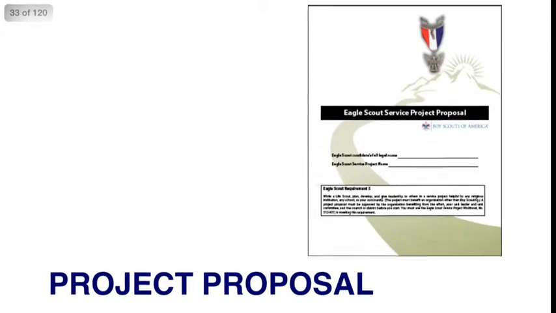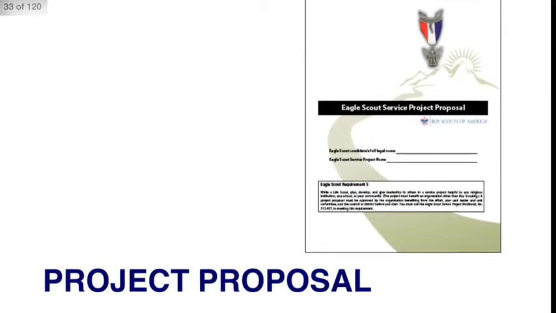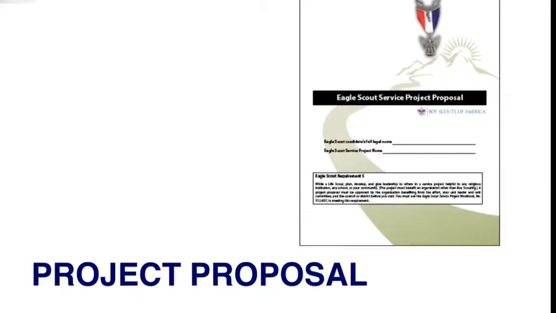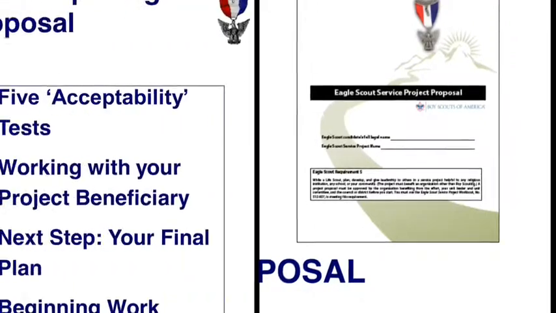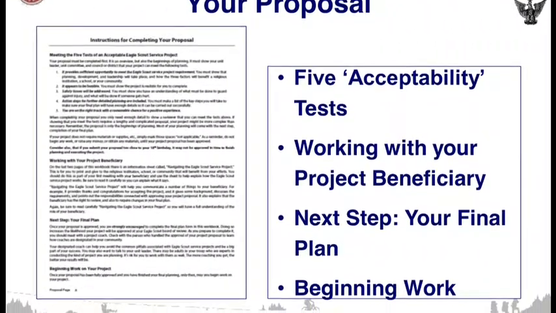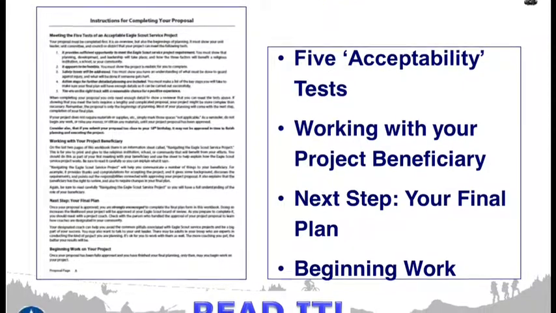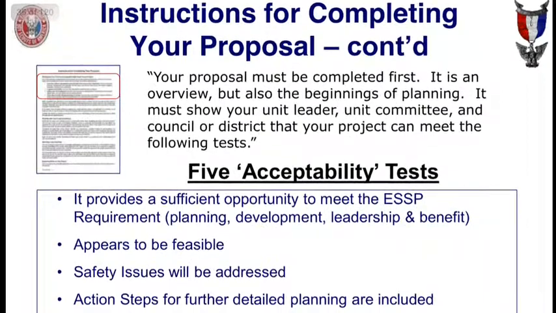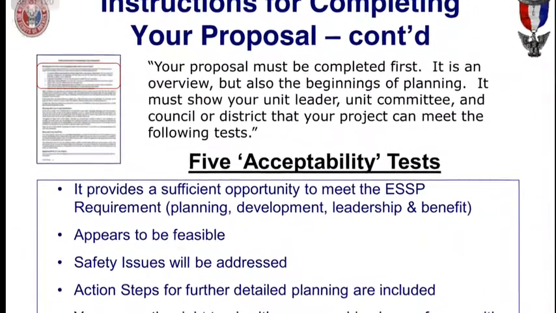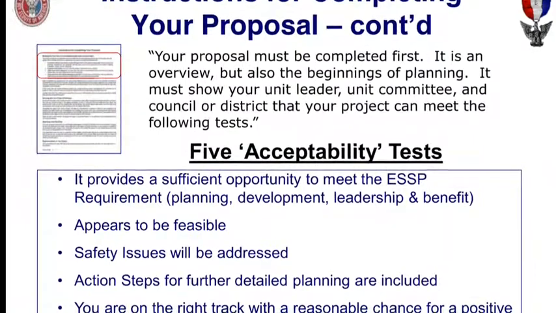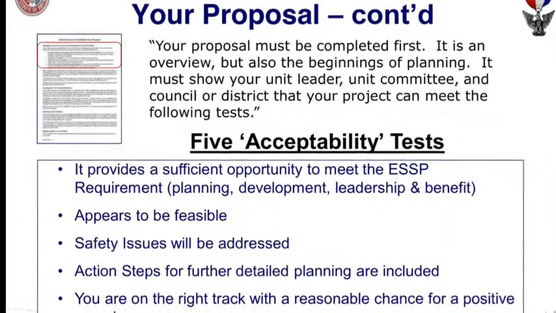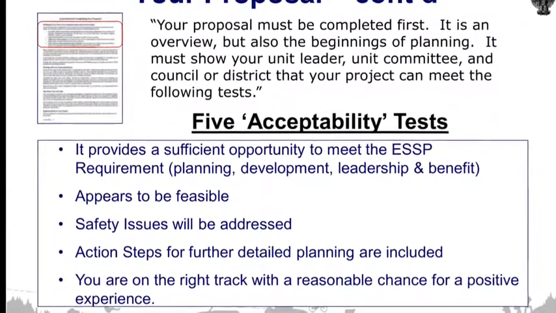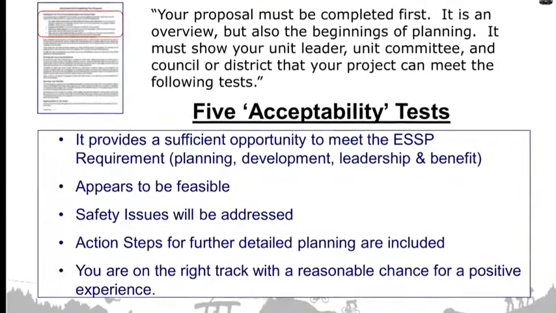Once you have selected a project and are working with a beneficiary, it's now time to start the project proposal. This will be edited significantly along the way as you have continued meetings with your beneficiary to discuss exactly what it is they would like accomplished. When considering your project proposal, consider the 5 acceptability tests. Be sure to speak with your beneficiary and your Life to Eagle coordinator to help you figure out if it provides a sufficient opportunity to meet the requirement.